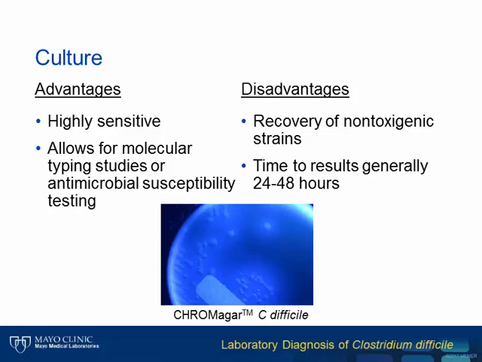The chromogenic medium, chromagar C. difficile from bioMérieux, is utilized by Mayo Clinic Rochester for culture upon request, which is a recent addition to our testing capabilities. C. difficile colonies will grow on this media and will fluoresce under ultraviolet light, which is pictured. Other bacteria will be inhibited from growing or will not fluoresce.